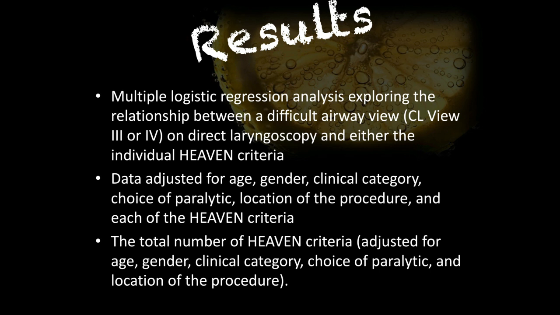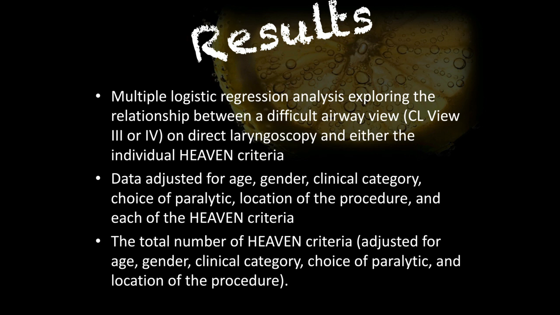If we expand on the results, they did a logistic regression analysis that really explored the difference between the airway view. So was it a difficult airway, Cormack-Lehane 3 or 4, or was it a non-difficult airway, a 1 or 2? And really looking at direct laryngoscope application using either the individual Heaven criteria data points.